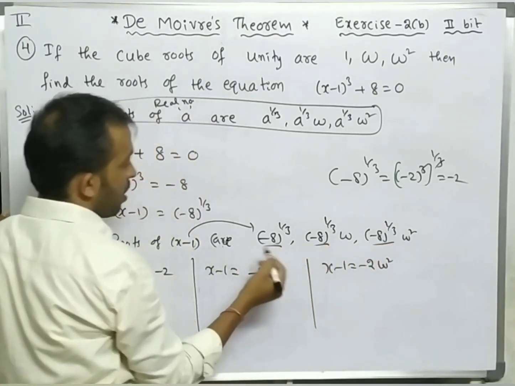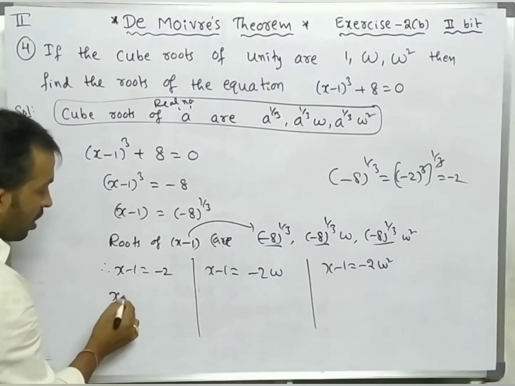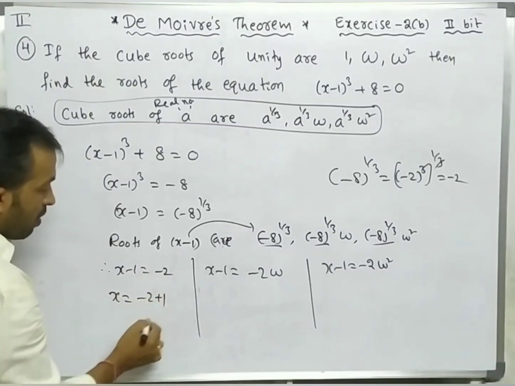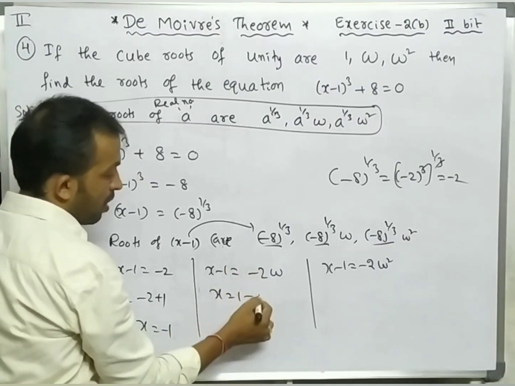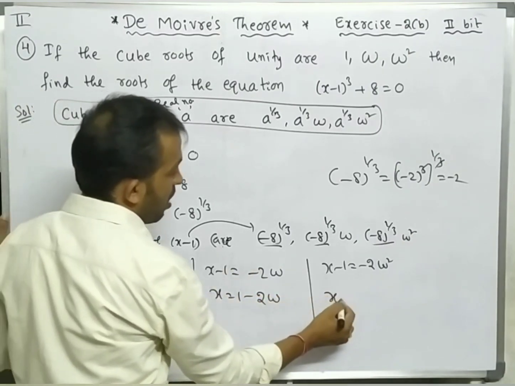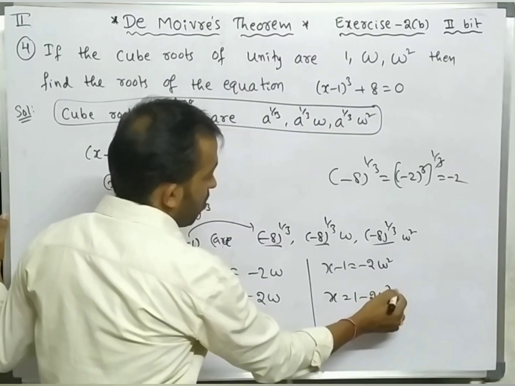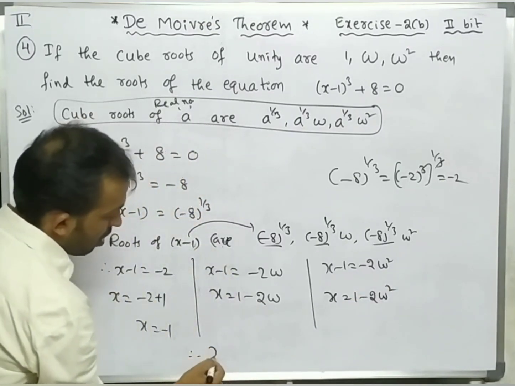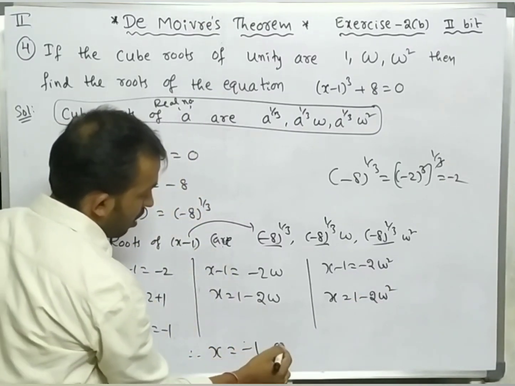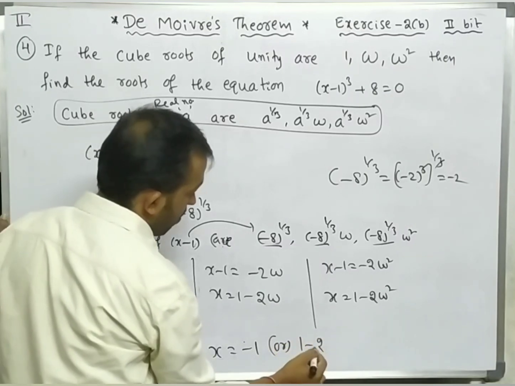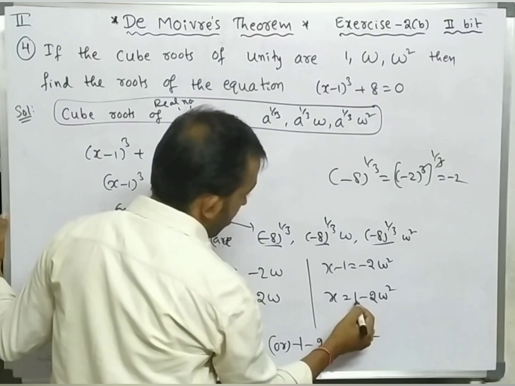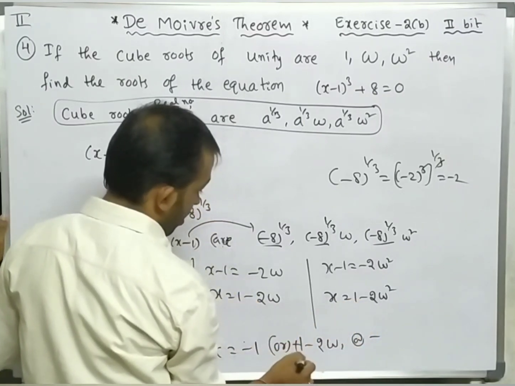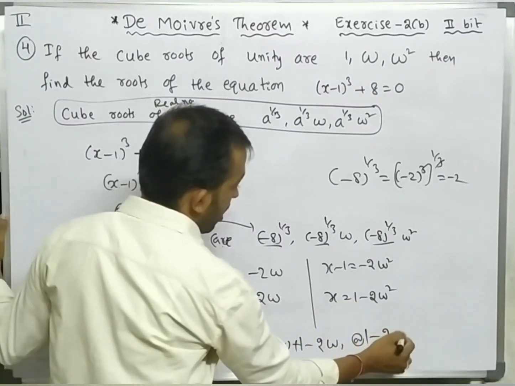These values are minus 2, right? So here x is equal to minus 2 plus 1, therefore x is equal to minus 1. Here the minus 1 becomes plus 1: 1 minus 2 omega, 1 minus 2 omega square. So therefore x is equal to minus 1, or 1 minus 2 omega, or 1 minus 2 omega square.